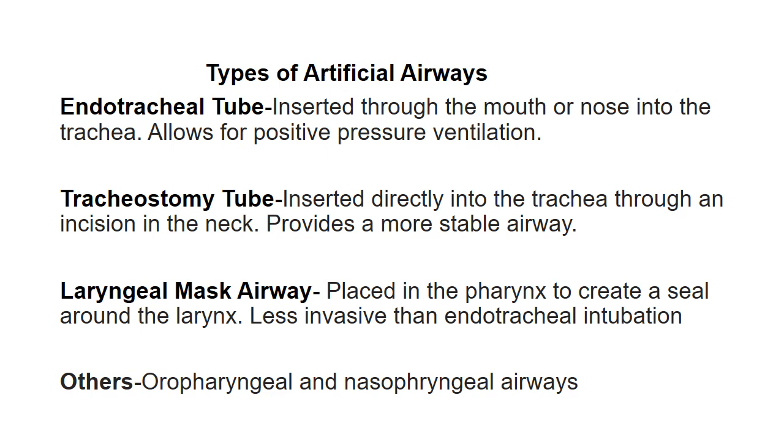That is, the tracheostomy tube is placed by doing a small surgical incision in the neck and the tube is placed into the trachea, and it is said to be a more stable airway. Next comes the laryngeal mask airway. This airway is placed in the pharynx to create a seal around the larynx. That is, it is less invasive. It is just providing a seal around the larynx and helps to ventilate the patient. It is less invasive than the endotracheal tube. In other airways, we have oropharyngeal airways and nasopharyngeal airways.